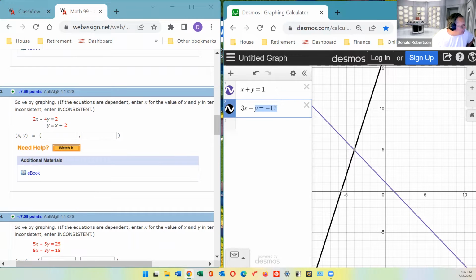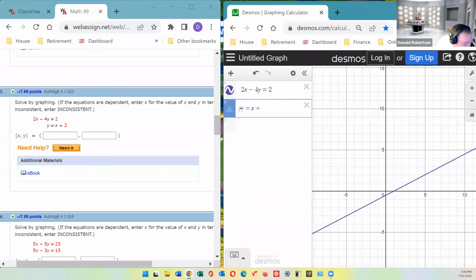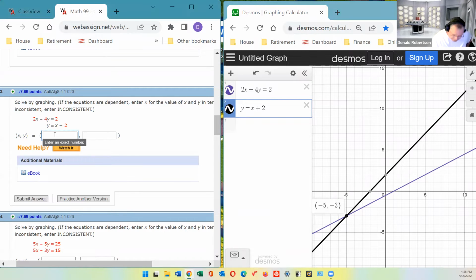So 2x minus 4y. Let's see what we get when we try to solve this one using a graphing method. So 2x take away 4y equals 2. And y equals x add 2 is the second one. There we go. And there's our solution. -5, -3. And just to double check, we'll do a submit answer.